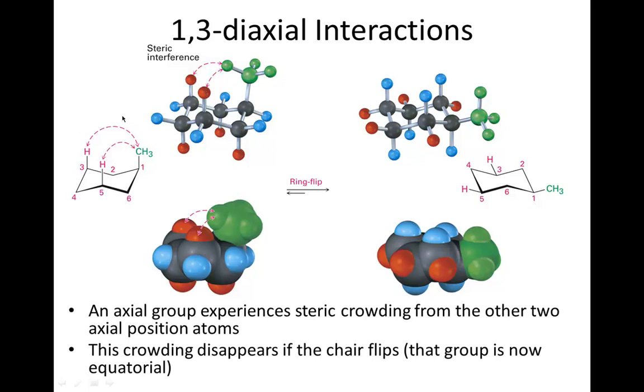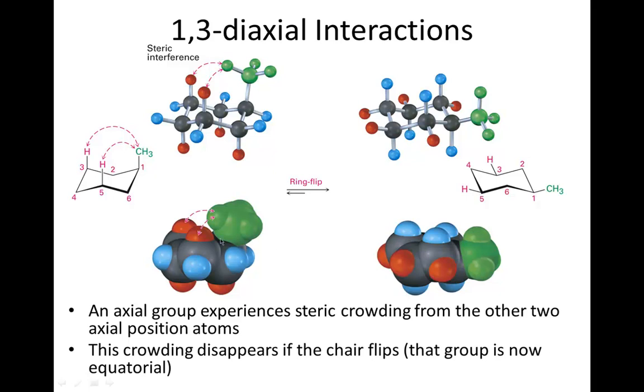Okay, so here's the skeletal drawing of that. So there's a 1,3, and the numbers don't have anything to do with numbering it for the purposes of nomenclature. We're just talking about 3 atoms apart. Okay, so our reference point is, this is carbon number 1, so 3 atoms in either direction, we get another axial hydrogen. And those things crowd, whereas if this guy flips to where the methyl is equatorial, now it's out here, it's out of the way.